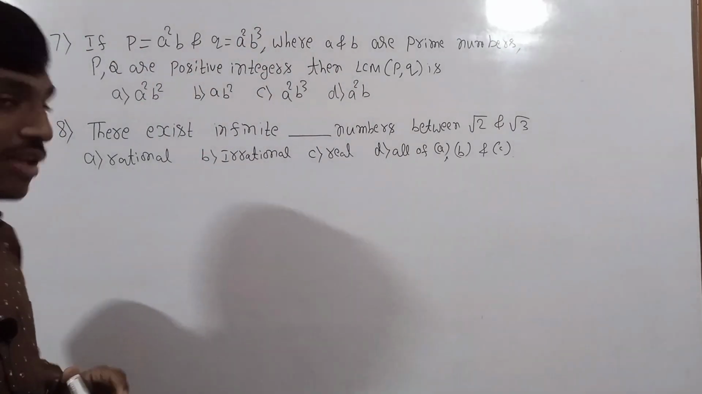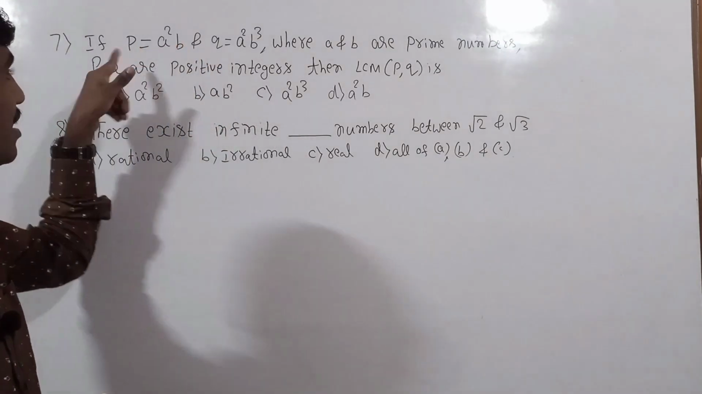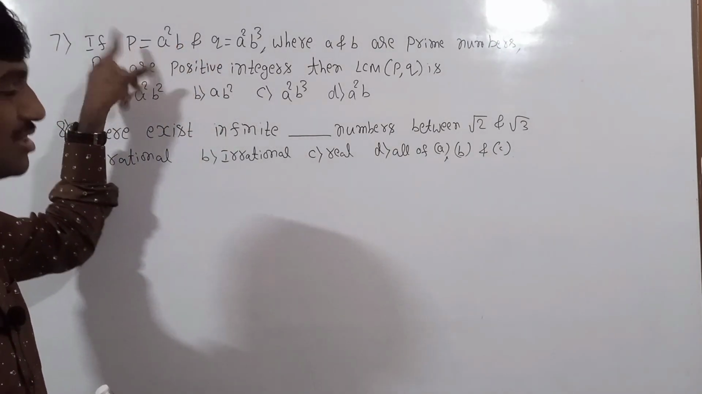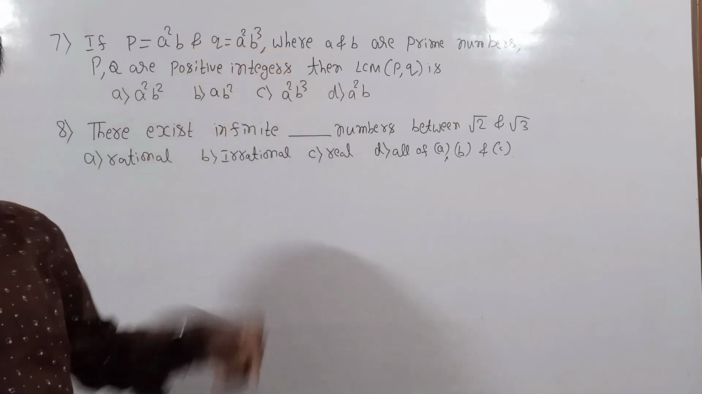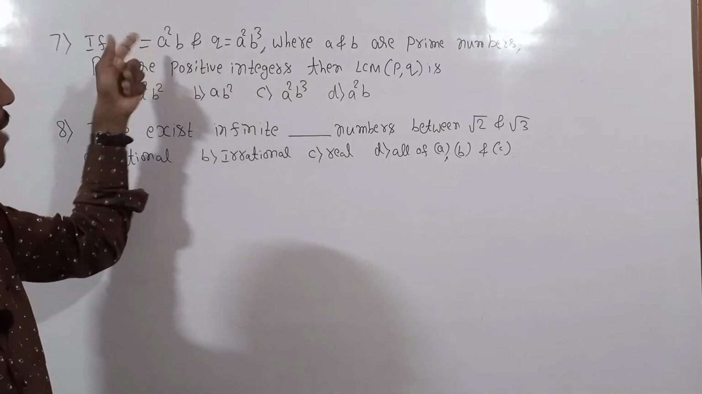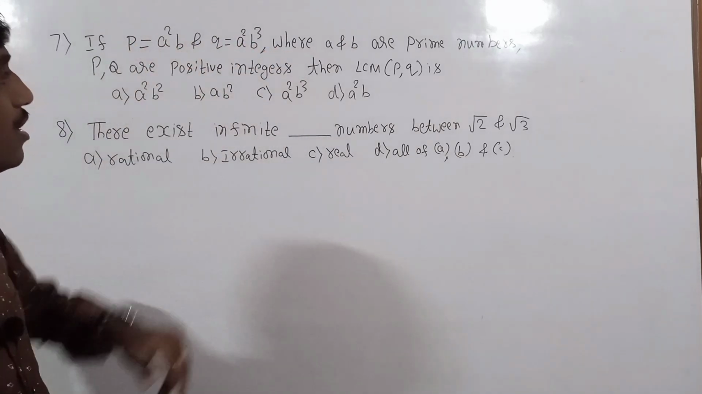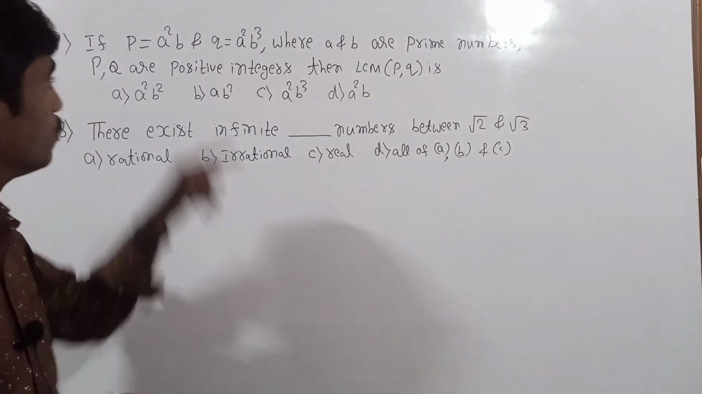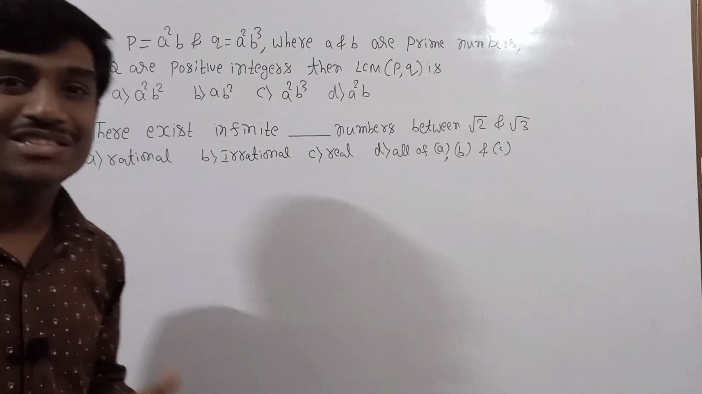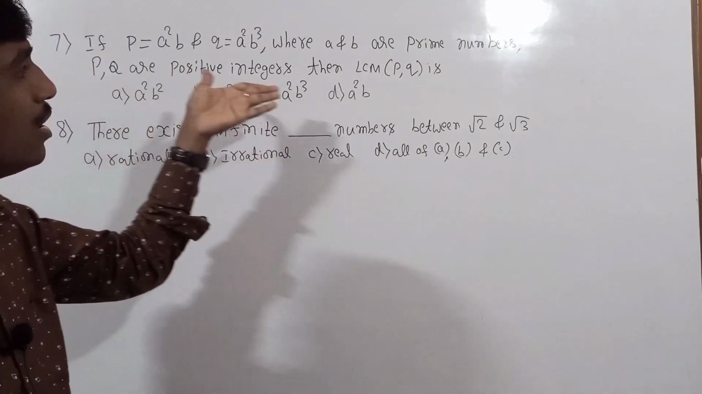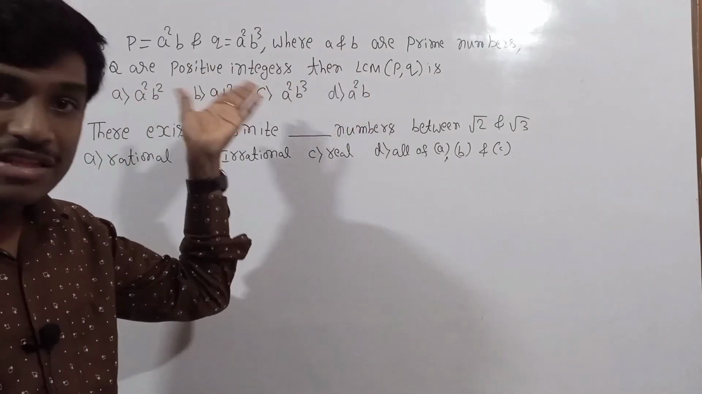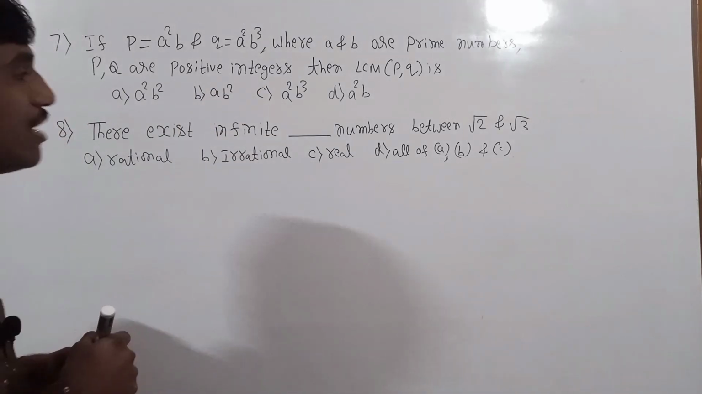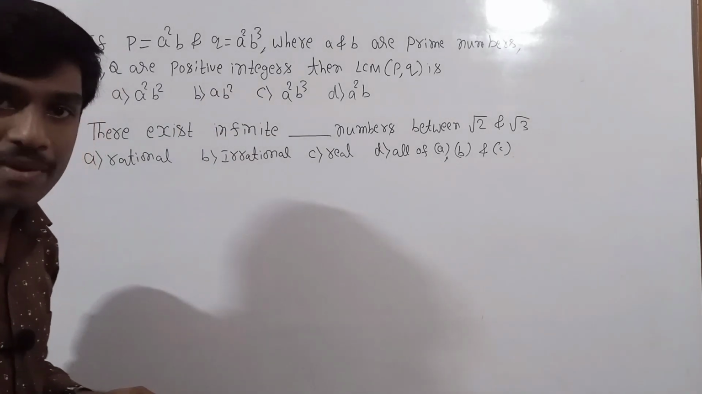So basically what they have done in the question is, they have expressed a composite number as a product of prime numbers. So a and b are prime numbers. If this is the case, then we need to find the LCM of P and Q. So instead of numbers, they have given generally the variables. That's the only change here, but the method to find LCM remains the same.